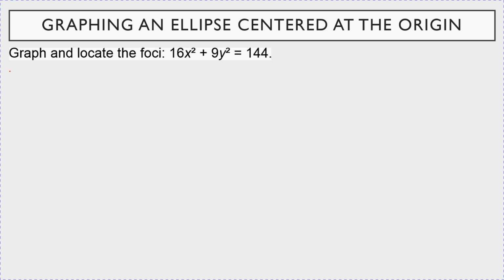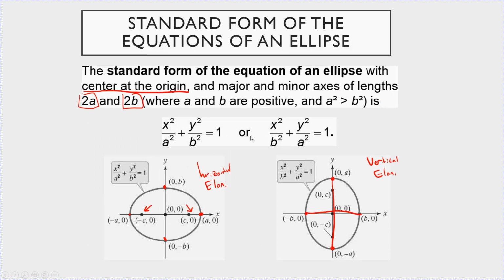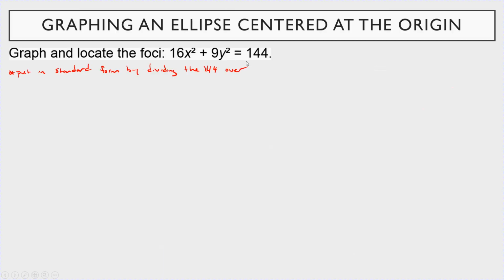So the first thing you're going to do is put it in standard form by dividing by 144, because if you look back, our standard form is always equal to 1. So I have 16x squared plus 9y squared is equal to 144. So I'm going to divide everything by 144. Now I'll just help simplify here.